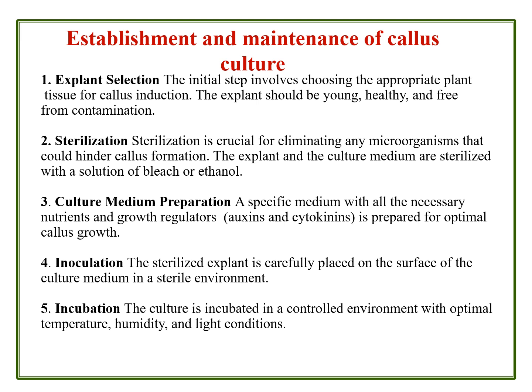Okay, and the next factor, culture medium preparation. A specific medium with all the necessary nutrients and growth regulators, that is the ratio of auxins to cytokinins, and sometimes gibberellins and abscisic acids also included for a variety of objectives, is prepared for optimal callus growth. Once it is prepared and sterilized properly within that 15 to 20 minutes, after the holding period has elapsed, the media is taken from the autoclave, cooled to room temperature, and immediately taken to the culture room.